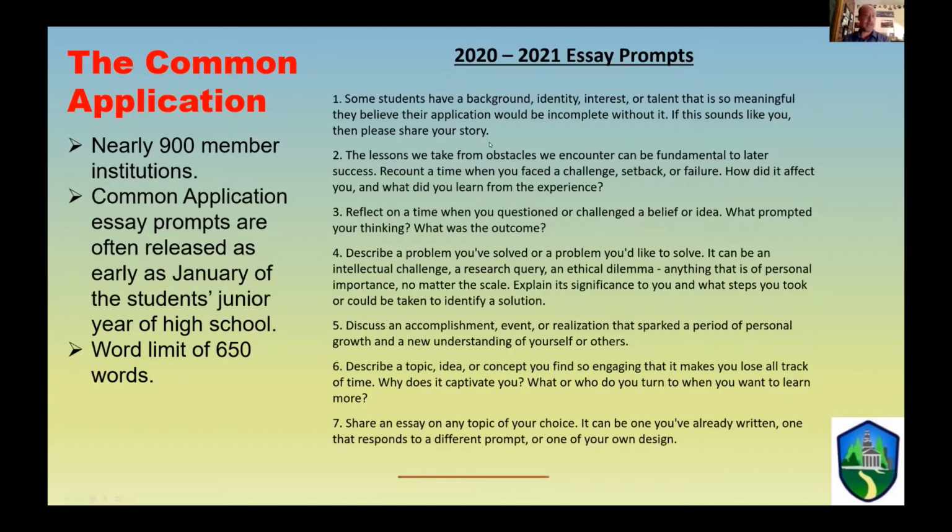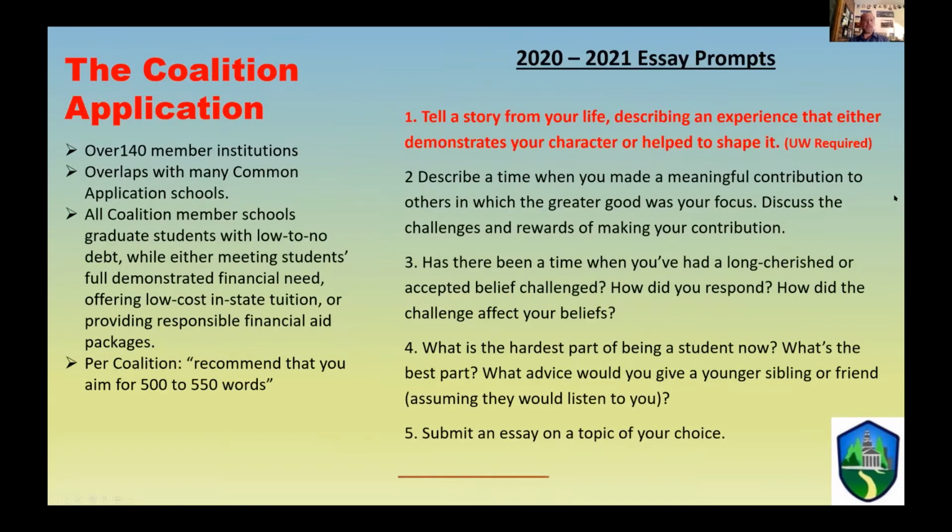So if we can jump to the next slide, we will see the Coalition Application. The Coalition Application is similar to the Common Application, except there are only 140 member institutions. Without getting into too much detail, these are all schools that essentially indicate that they can award students of need full aid packages as necessary, or at least the in-state public schools. And the important thing to note with the coalition is that the University of Washington is on the coalition, and it is the only way that you can submit an application to the University of Washington.